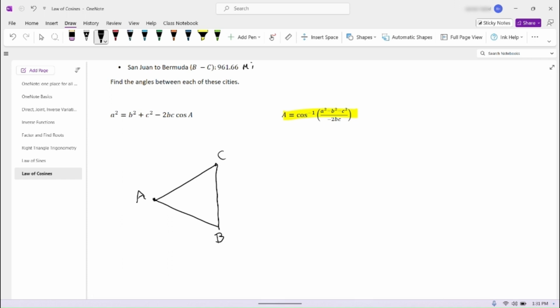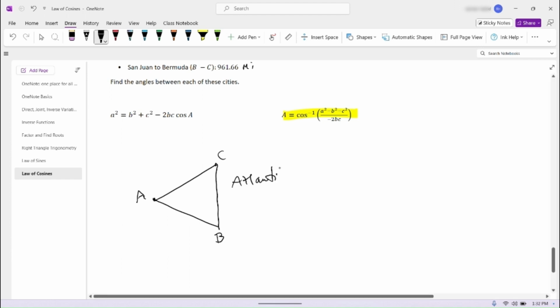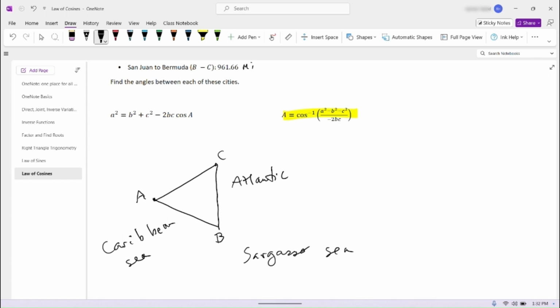But this is like the Atlantic Ocean over here, and then we have the Sargasso Sea over here, and then the Caribbean Sea over here. It's good to make some sense of what we're doing when we have word problems, because that's how we know its applicability and use in real life too. Just be aware of what we're talking about and have some interest in the problem itself to make some sense of it.